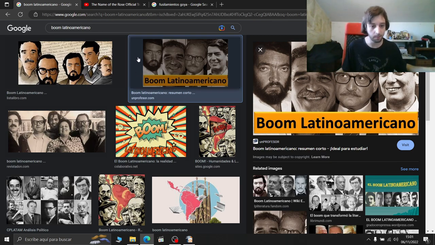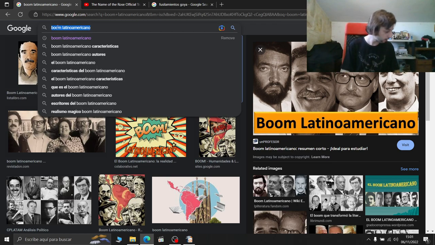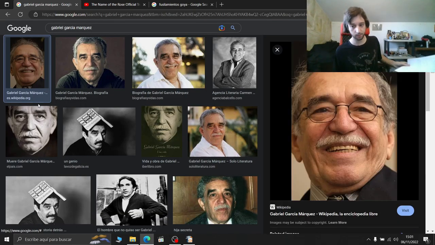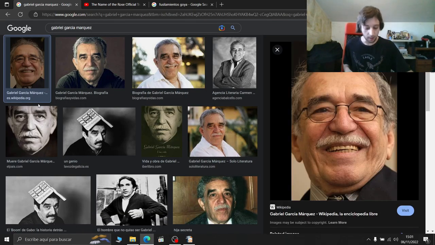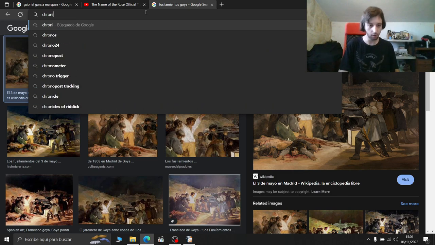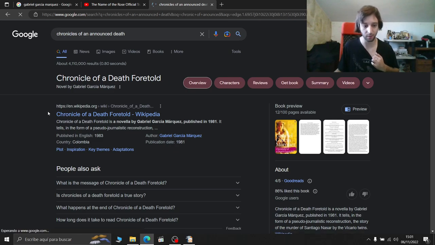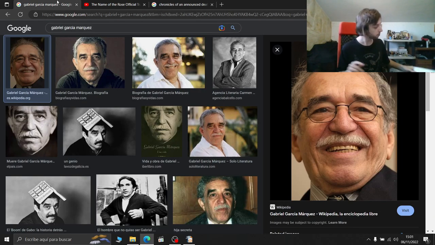So then the author is Gabriel García Márquez. He wrote 100 Years of Solitude, Love in the Time of Cholera, and Chronicle of a Death Foretold. I don't know how to translate that. So, 100 Years of Solitude tells the story of the Buendía family through seven generations in the town of Macondo.